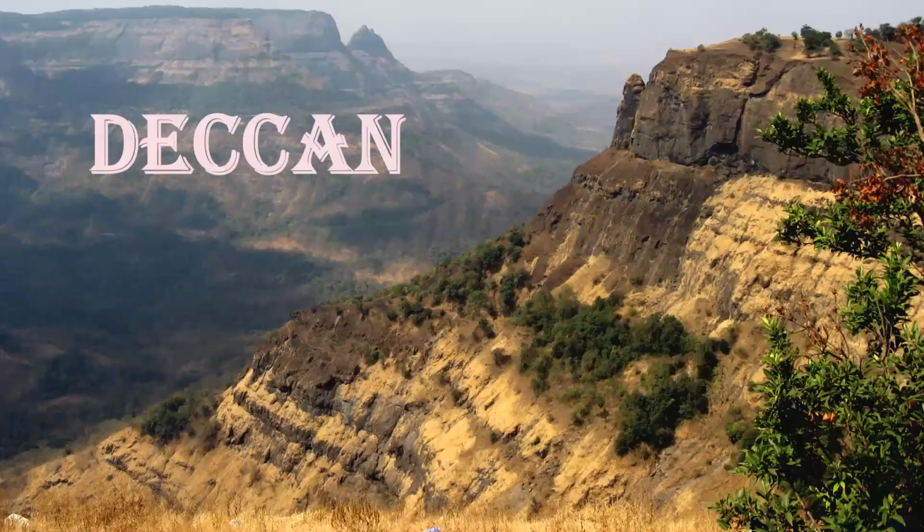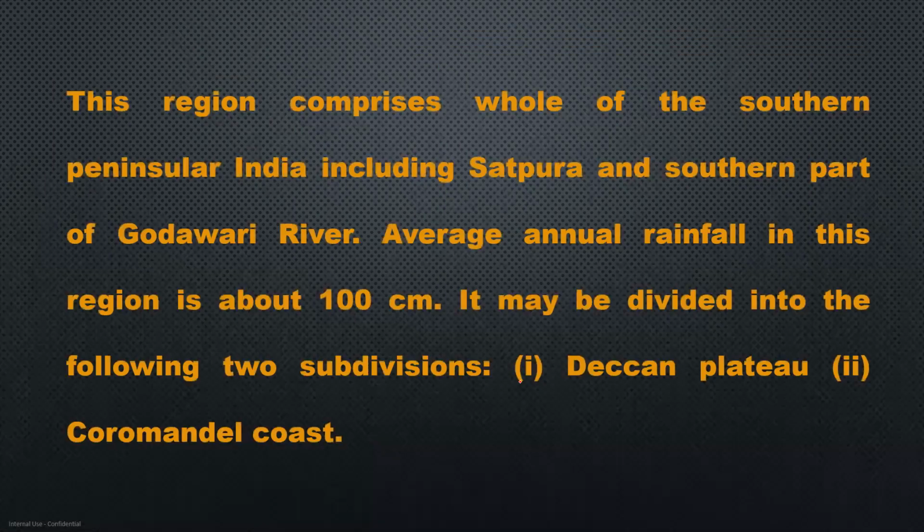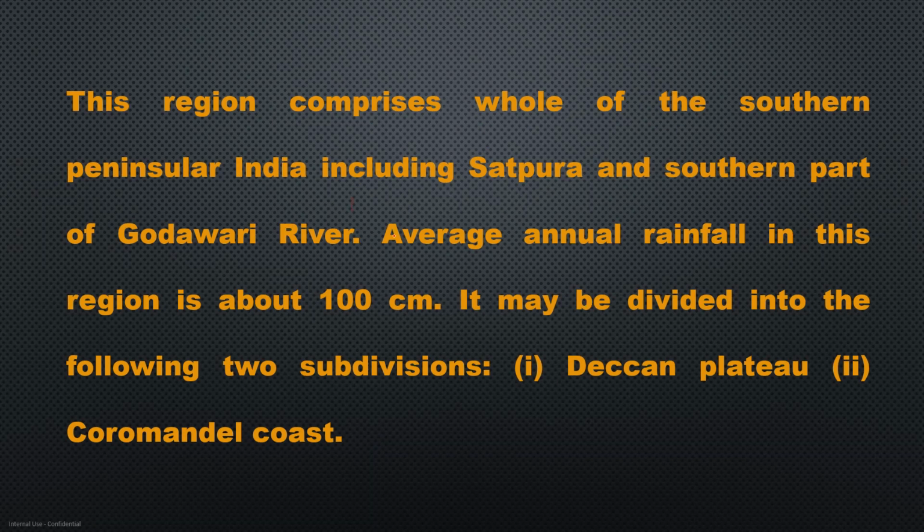Next, we move on to the Deccan region. Deccan means the peninsular part or the southern part of our country. This is the Deccan region. This black outline you can see here, this is the Deccan region. This region comprises whole of the southern peninsular India, including Satpura and southern part of Godavari River. Right? Average annual rainfall in this region is about 100 centimeters.